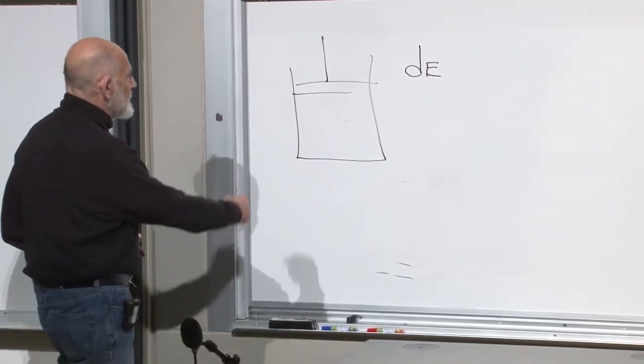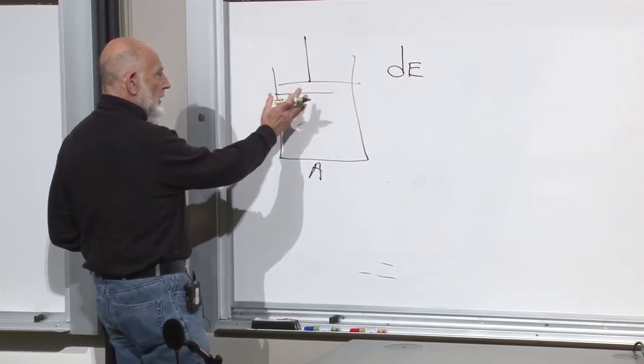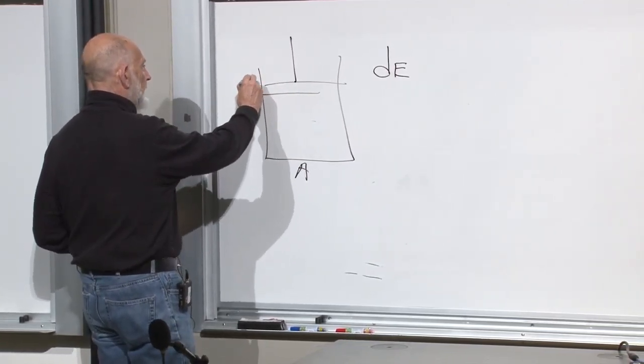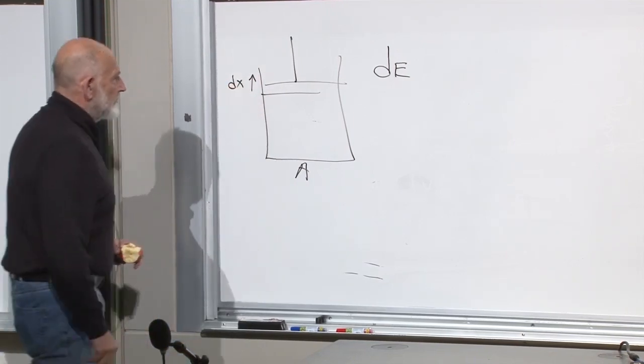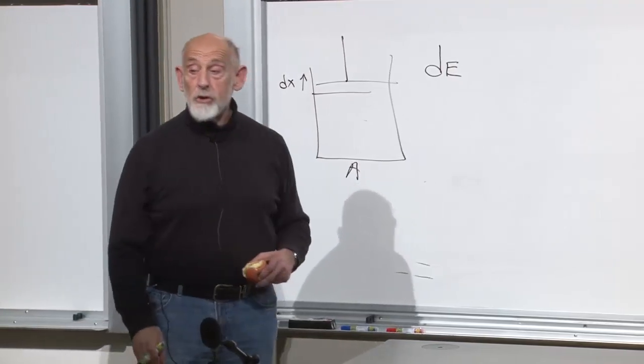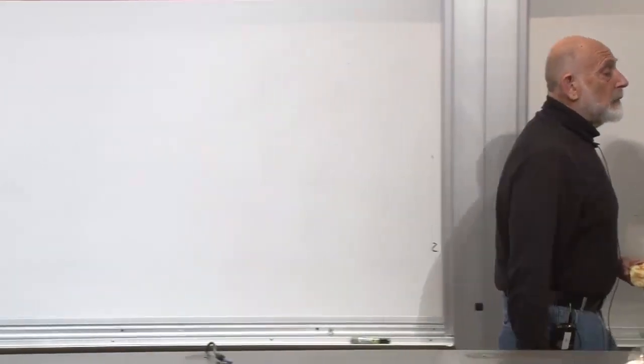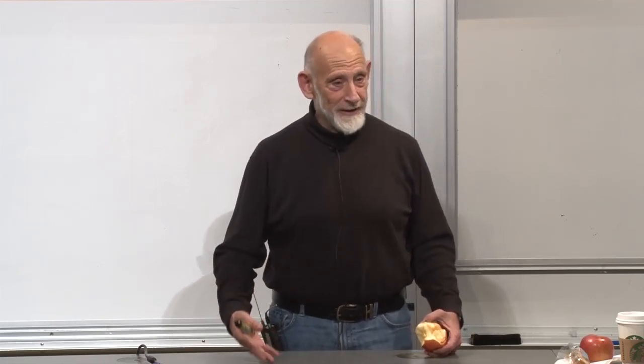Now let's suppose that the area of the piston is A, and let's suppose that the piston is moved by an amount dx vertically. We also have to imagine something else. First of all, that we do this slowly. Some odd things can happen if you do it fast. For example, you could pull a piston out so fast that no molecule has a chance to hit the piston as it's moving. Then during that period, there'll be no pressure on it.